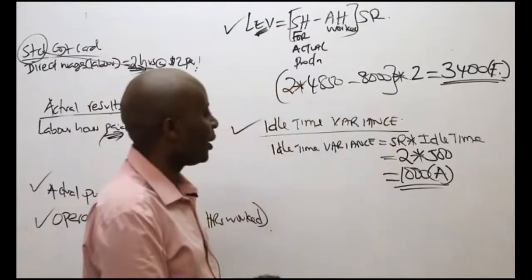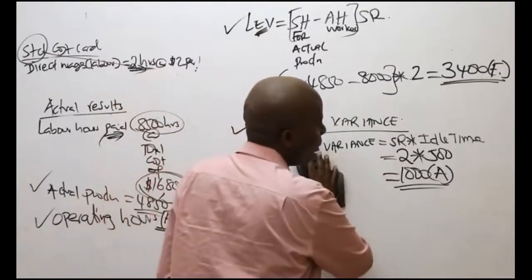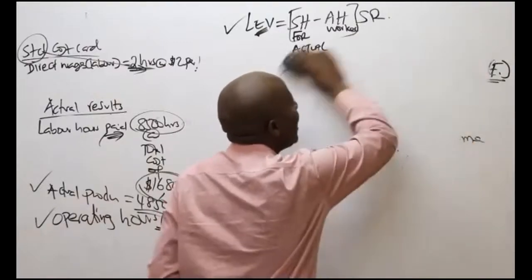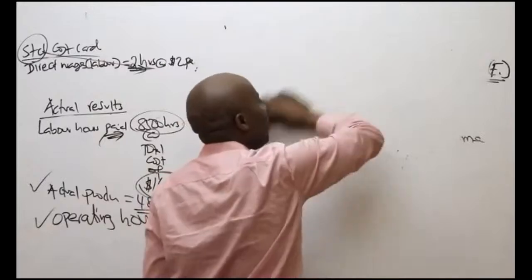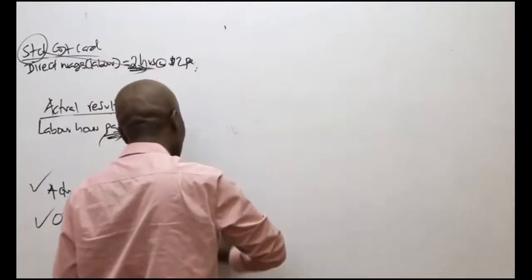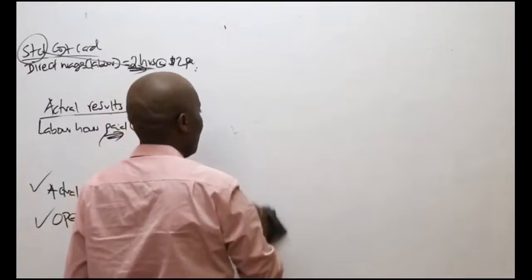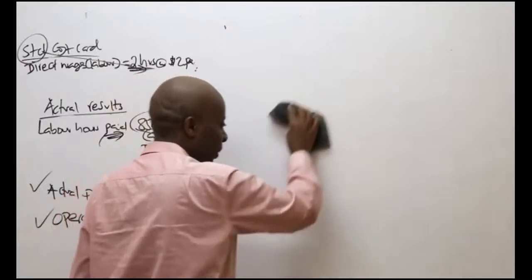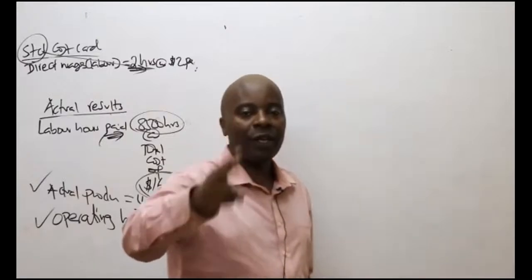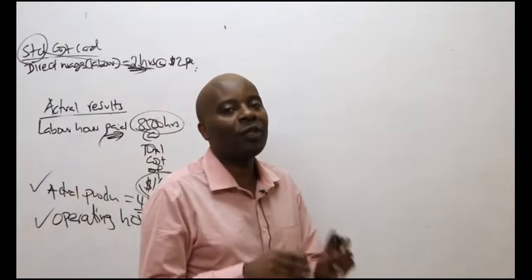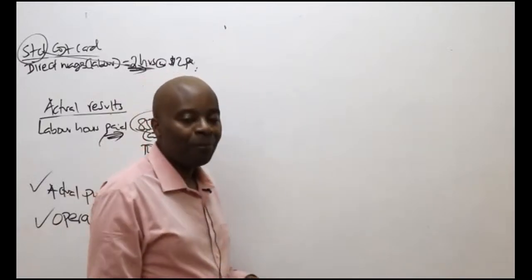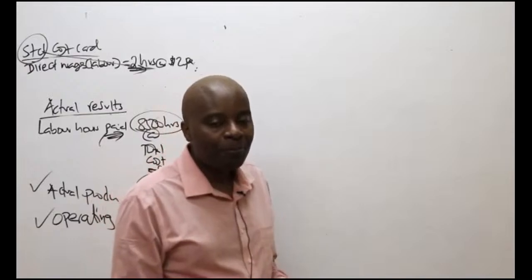Thank you very much. So you have said idle time will always be adverse. Please ask as many questions as possible. Please just look at your notes. I never mentioned anywhere efficiency being exceptional. We say the exceptional variances are fixed overhead capacity, fixed overhead volume, and all sales variances. Actually, efficiency is never exceptional.